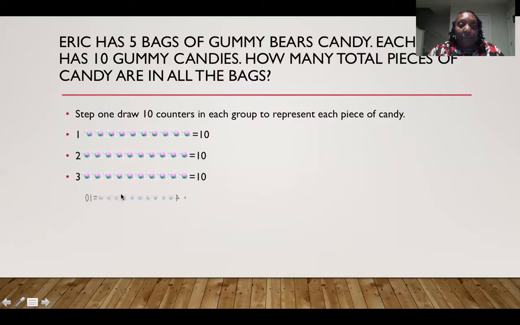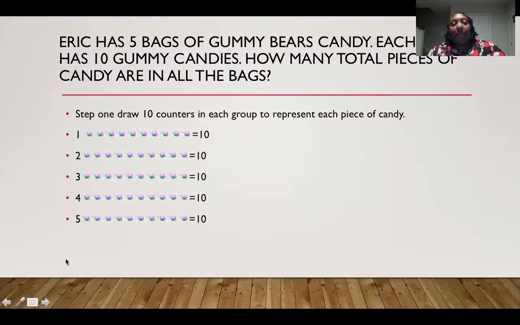And then I have a fourth bag. That bag has 10 gummies also. Lastly, I have my fifth bag of gummy bears candy, and that one has 10 pieces of gummies in there as well. So far we have our 5 bags illustrated, and then we have our 10 counters in each group that represent each piece of candy in each bag.